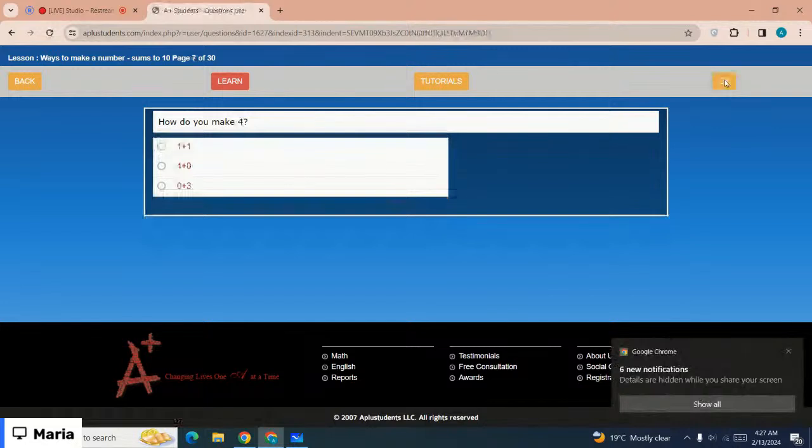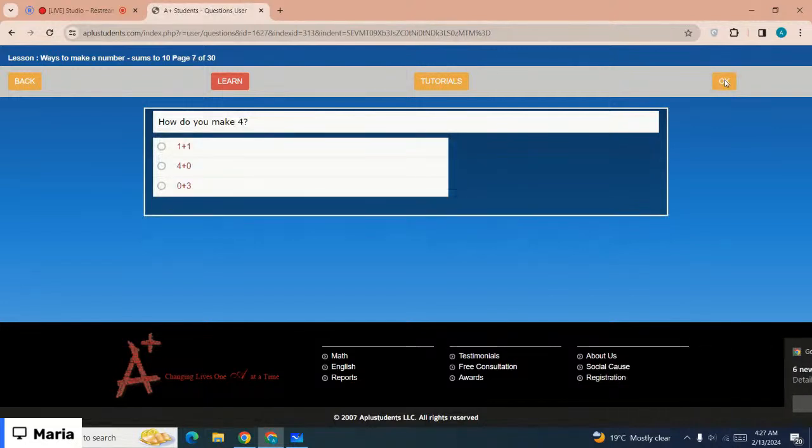How do you make 4? Which is the correct option? The correct option is 4 plus 0 makes 4. Option number 2 is the correct option.